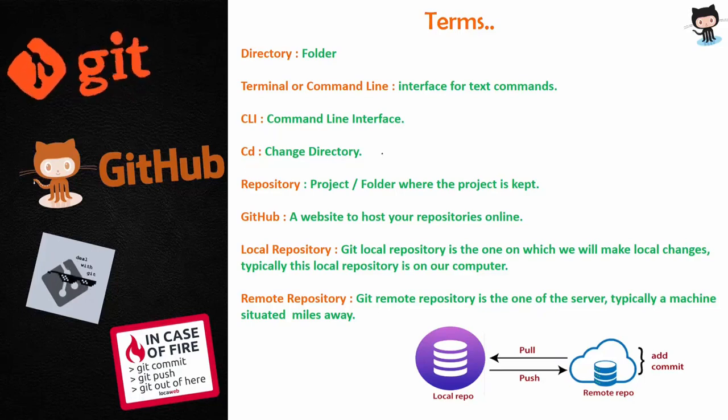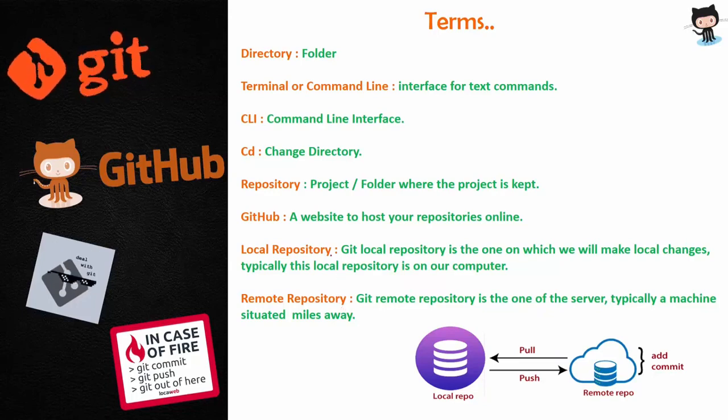When we need to change the directory from C to D, we will use the CD command on the command line. Then one of the most frequent terms that is used is a repository. Now basically a repository is the place where our project or folders are kept. Now there are two types of repository. One is the local repository and the next one is the remote repository.